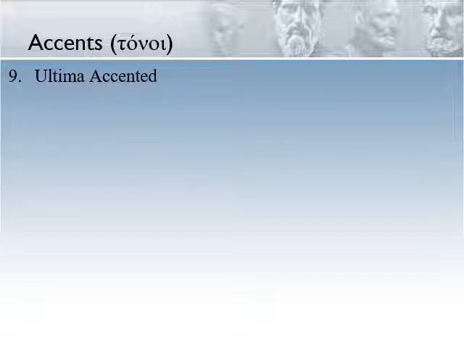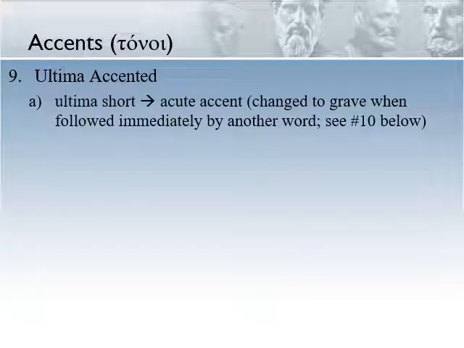Now let's take a look at the final syllable, the ultima. When the ultima is accented, how will it be accented? Well, first of all, if the ultima is short, it will take an acute accent. And that accent that would normally be acute will change to a grave.